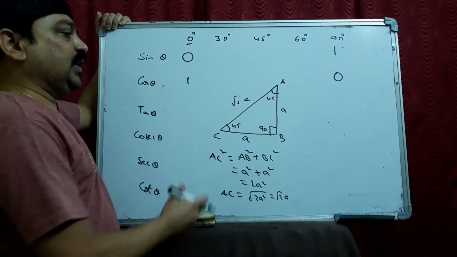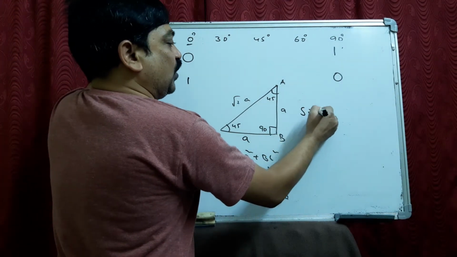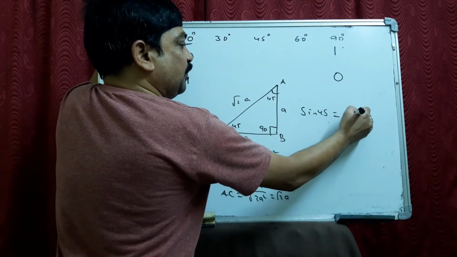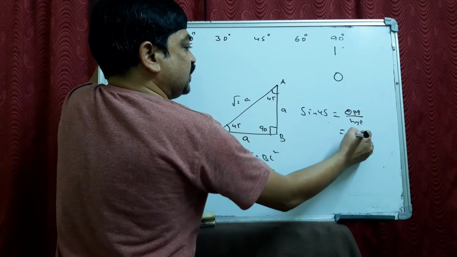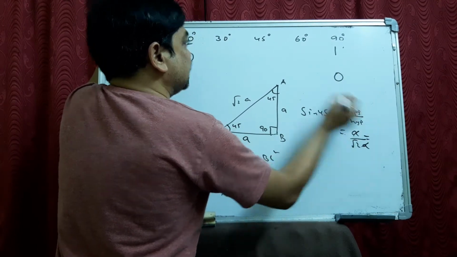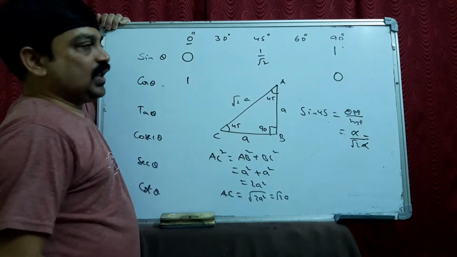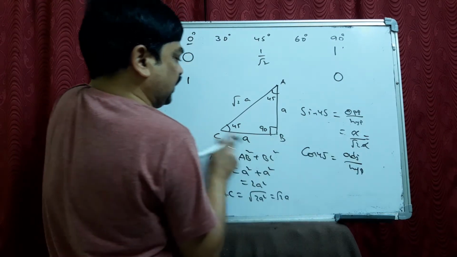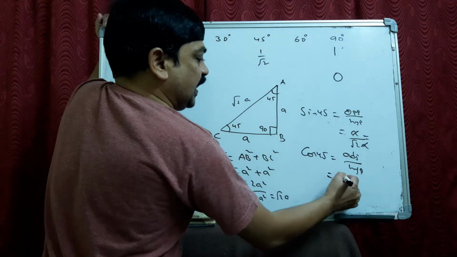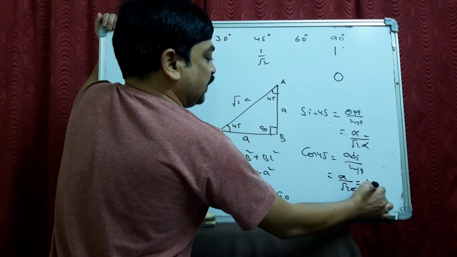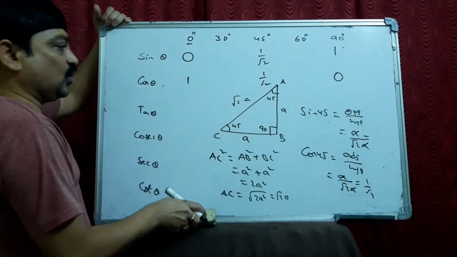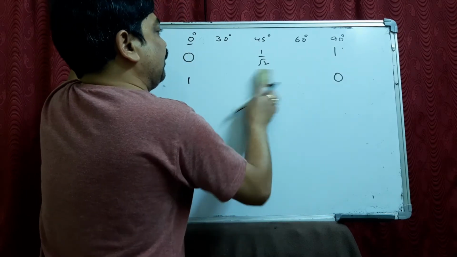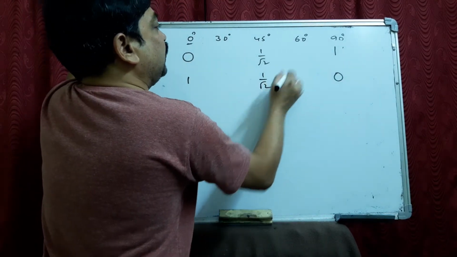Suppose you can take anywhere now. What is the sine 45 value? If I take 45 here, opposite side by hypotenuse. Opposite is A, so A by root 2 A. A gets cancelled, so it is 1 by root 2. Even if you take cos 45, adjacent by hypotenuse, A by root 2 A, these two get cancelled, and it becomes 1 by root 2. So 45 is also over. Sin 0, cos 0, sin 90, cos 90, and sin 45, cos 45 are done. What are left? 60 and 30.